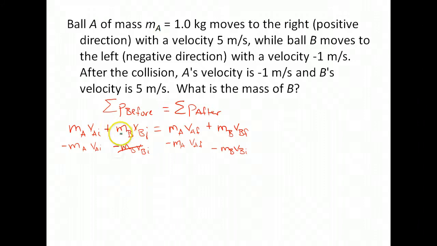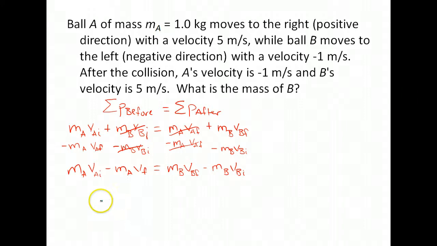Alright, so this cancels out here and this cancels out there, so then we'll be left with this equation right here. So we'll take the mass of A times its initial velocity minus the mass of A times its final velocity. Make sure I put an A right there. Okay. The mass of B times its final velocity minus the mass of B times its initial velocity.